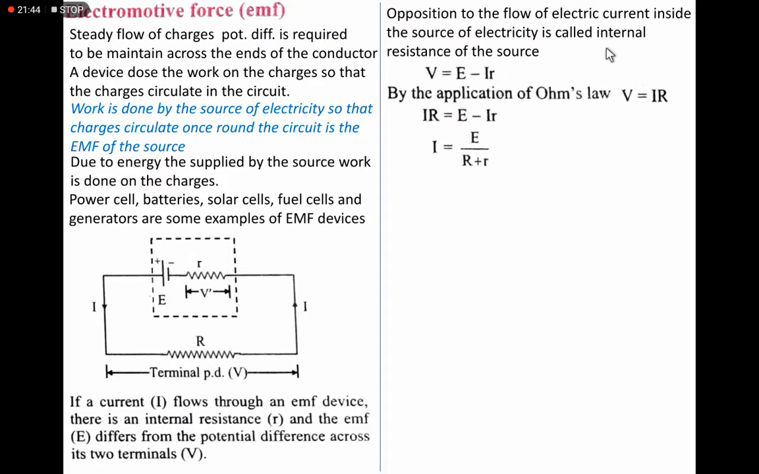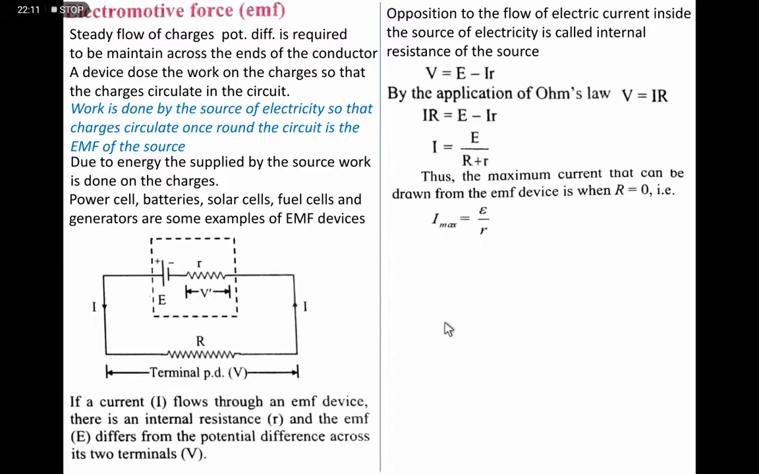So this way, by rearranging the equations, you can determine the internal resistance of the source, EMF of the source, current in the circuit, everything you can determine over here. If R is 0, means external resistance or resistance of the conductor is 0, then current will be maximum, and we write E by r. EMF of the source by internal resistance of the source gives us the maximum current in the circuit.